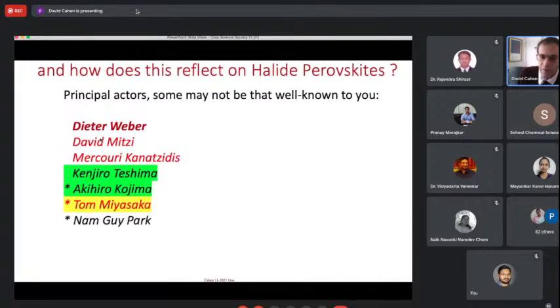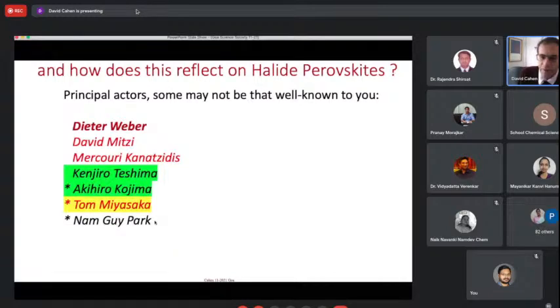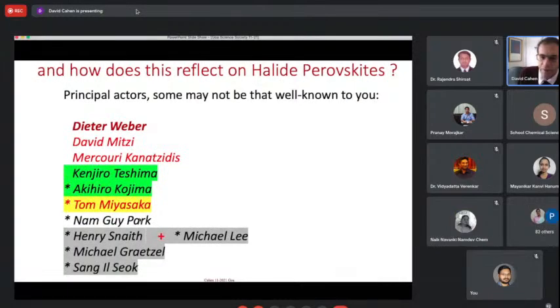And then there's Nam-Gyu Park, Henry Snaith, Michael Grätzel, Sang Il Seok, and Michael Lee. Nam-Gyu Park followed up on the work of Miyasaka and made a solid-state, what he thought was a dye-sensitized cell. Henry Snaith with Michael Lee, and Michael Grätzel and Sang Il Seok and their groups all simultaneously came up with remarkably, for that time, remarkably high efficiency solid-state solar cells.